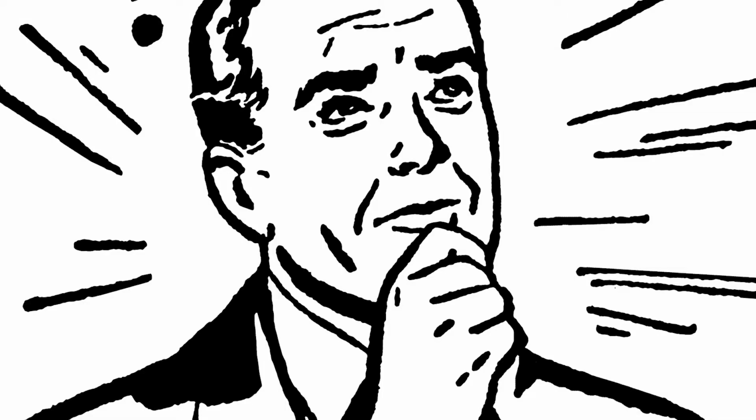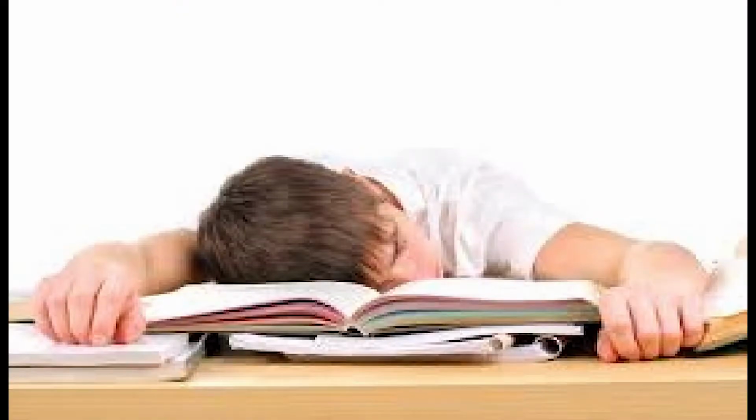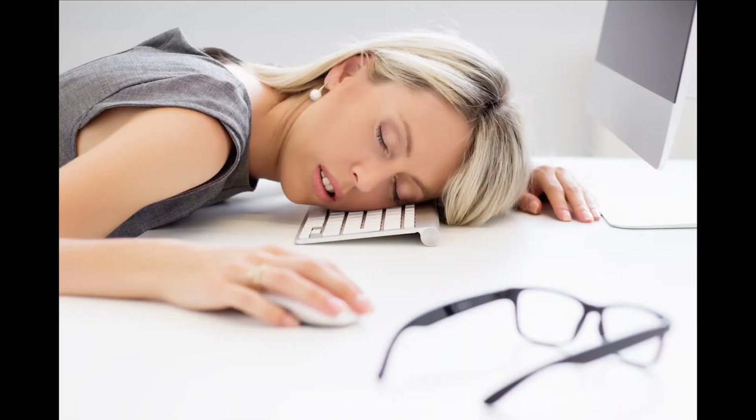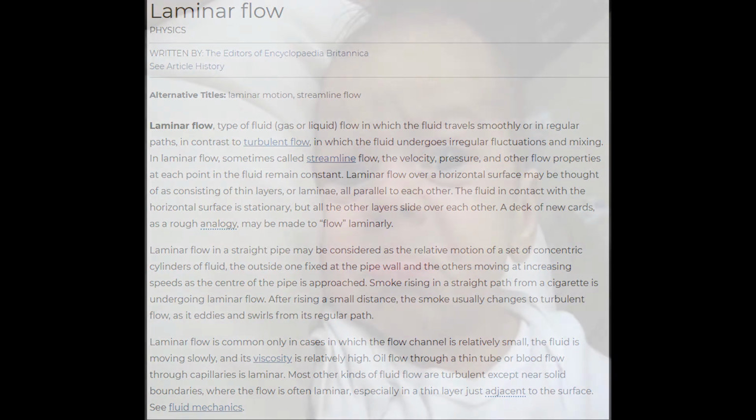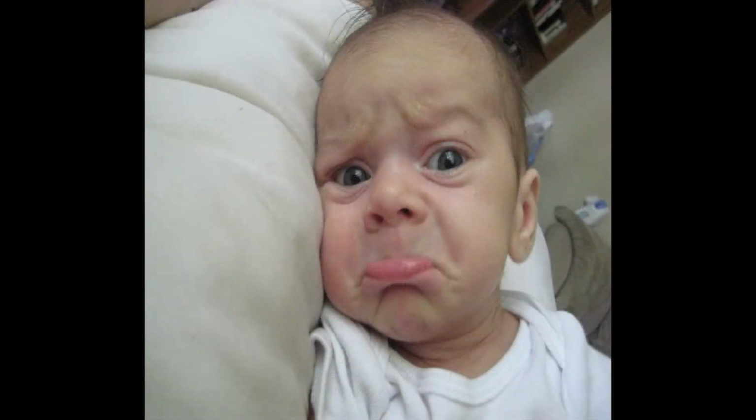This video is about laminar flow, and I thought, what better way to introduce a new concept to a bunch of sleepy high school students than by using a 3-paragraph long definition from Britannica, which reads as follows. Laminar flow, type of fluid, gas or liquid, flow in which the fluid travels smoothly or in regular paths, in contrast to turbulent flow, in which the fluid undergoes irregular blah blah blah.